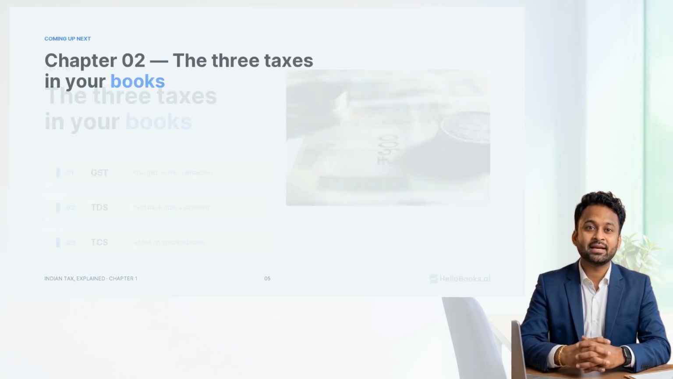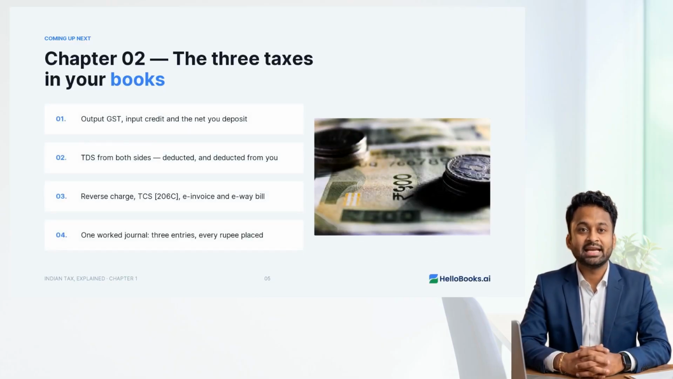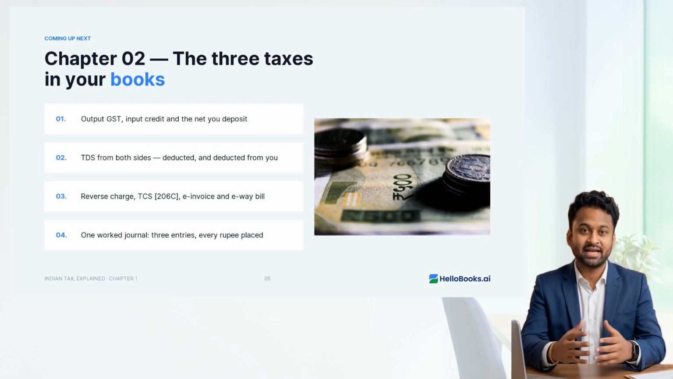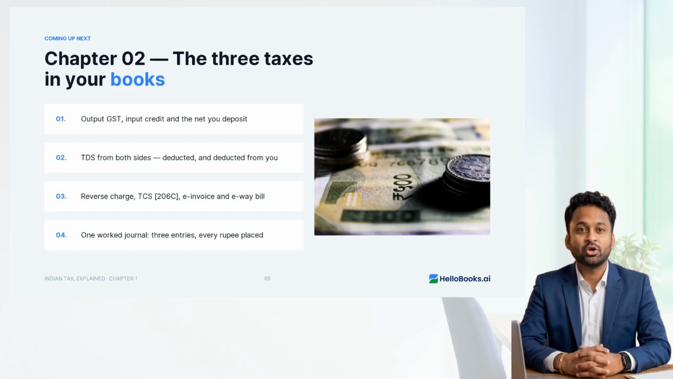That is the shape of it. In Chapter 2, we take each tax into the ledger: output GST, input credit, and the net you actually deposit. TDS from both sides, reverse charge, TCS, and e-invoicing, and one work journal where you can watch every rupee land, entry by entry.